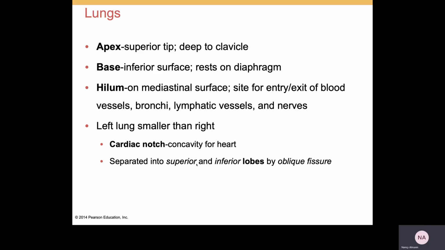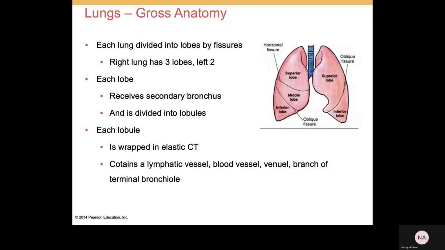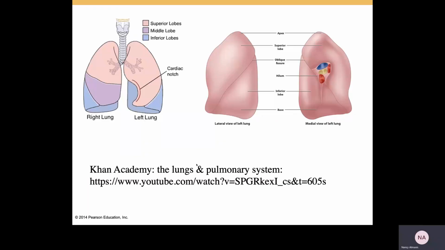The left lung is going to be smaller than the right, and that is because it has to make room for the heart. So that notch that I pointed out in the left lung is known as the cardiac notch, because you need to have room for the heart. The left lung will be separated into superior and inferior lobes by the oblique fissure. Now, it shows you a diagram, shows you the cardiac notch, shows you the different lobes in each of the lungs, and the diagram on the right shows you very nicely the hilum and all the vessels and area for the nerves, and also points out the apex and the base.